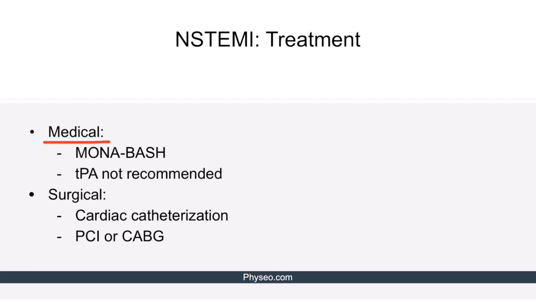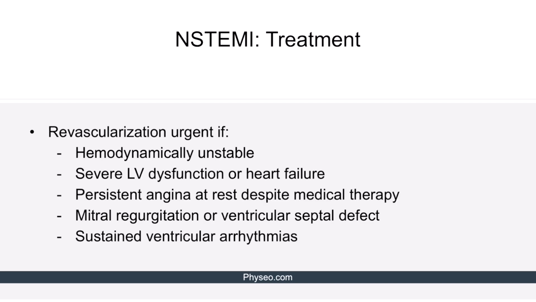However, TPA is not recommended in the setting of NSTEMI, and urgent revascularization via cardiac catheterization and PCI is recommended only in the following scenarios. These scenarios include the following. If the patient is hemodynamically unstable, has severe LV dysfunction or heart failure, has persistent angina at rest despite medical therapy, has new or worsening mitral regurgitation or ventricular septal defect, and finally, if they have sustained ventricular arrhythmias. Any of these 5 situations signify a scenario in which urgent surgical treatment of NSTEMI has shown significant advantages over medical therapies alone due to their high risk of adverse cardiovascular events in the short term.